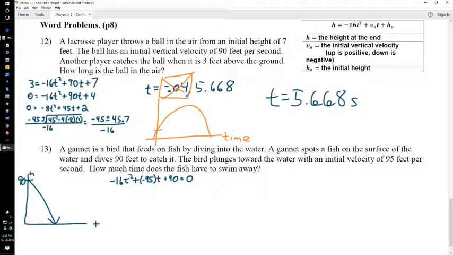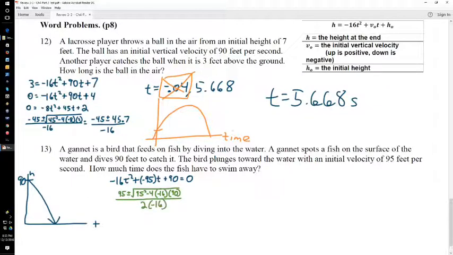So for this one, there's really nothing to move around. Your quadratic is already set up and ready to go. We just need to crunch the numbers. So negative b plus or minus the square root of b squared. So negative b, instead of positive 95, it is negative 95, so it is a positive 95, plus or minus the square root of 95 squared minus 4 times a, which is negative 16, times c, which is 90, all over 2 times negative 16.